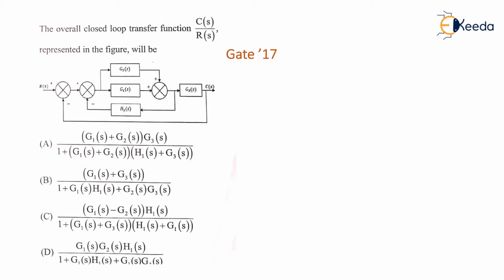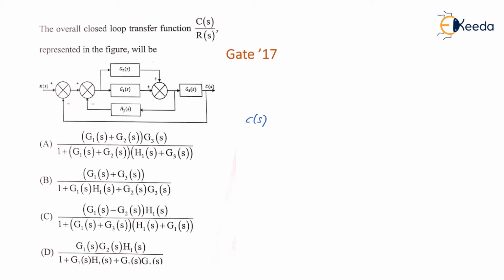This type of problem they have asked in GATE 2017. The overall closed loop transfer function C(s) upon R(s) for the represented figure is, and they have provided us options. So let us start from the numerator first.